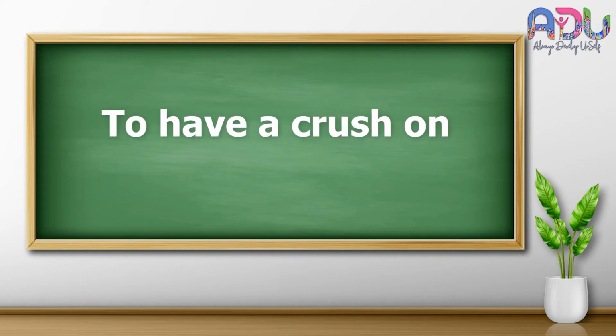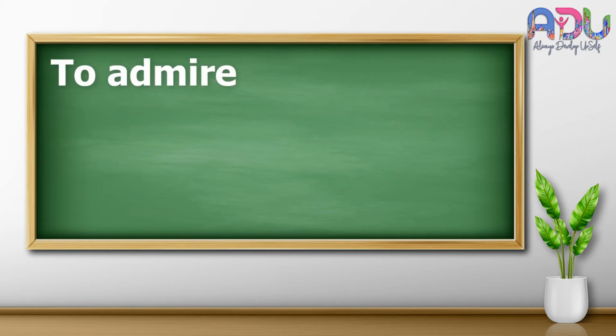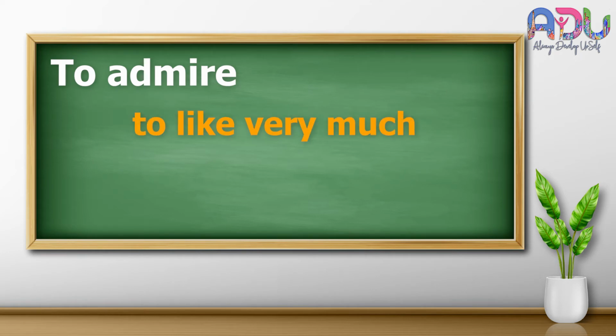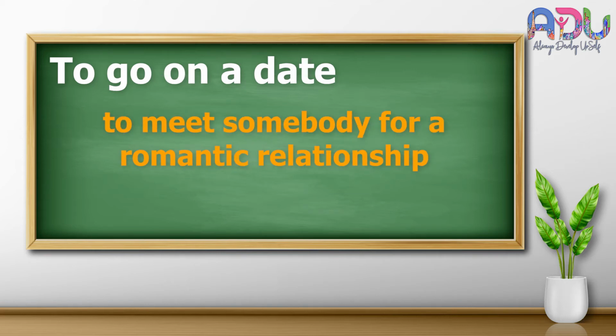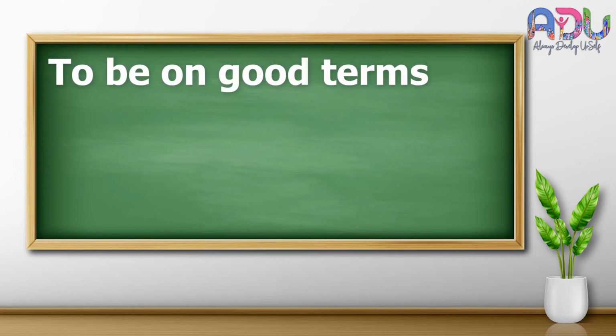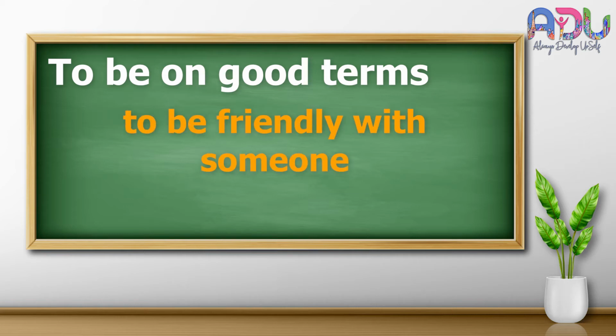11. To have a crush on. 12. To admire. It means to like very much. 13. To go on a date. To go on a date means to meet somebody for a romantic relationship. 14. To be on good terms. To be on good terms means to be friendly with someone.